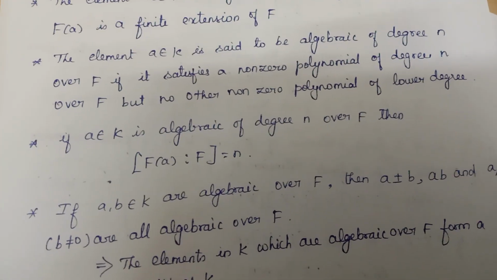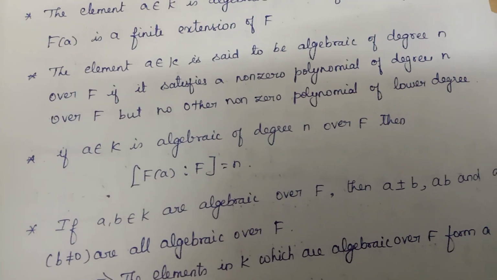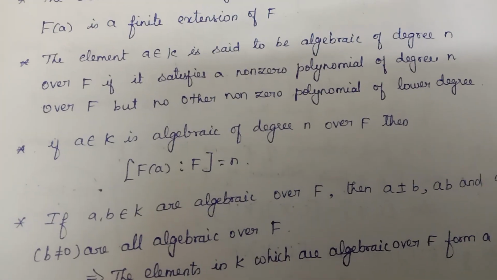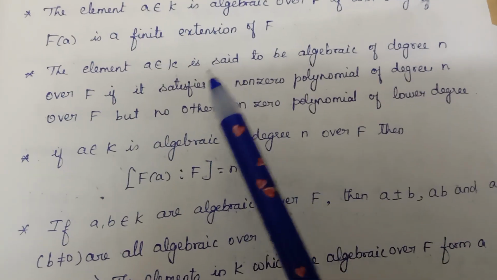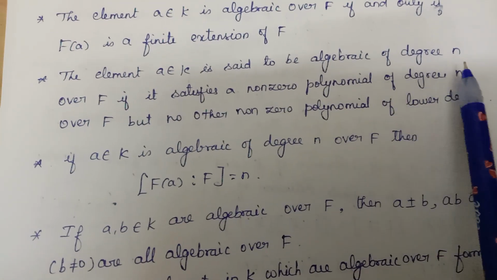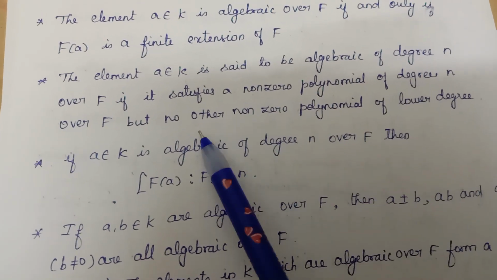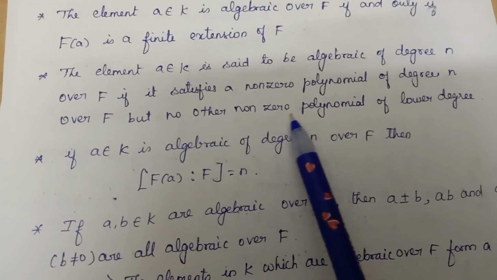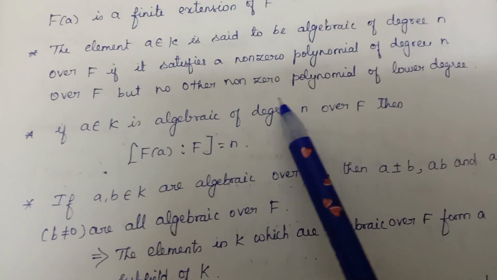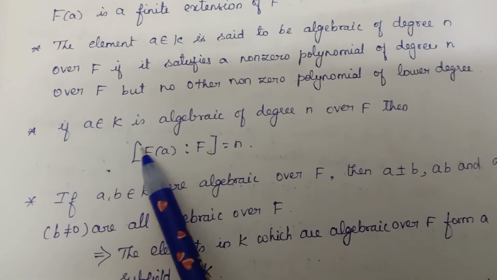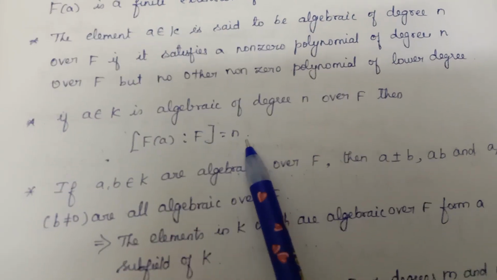So when will you say a polynomial is of degree n? Well, it is having the highest power as n. In the same way, an element A in K is said to be algebraic of degree n if it satisfies a non-zero polynomial of degree n, not any other polynomial of lesser degree. Okay, if A is algebraic of degree n, then the degree of F of A over F is equal to n.